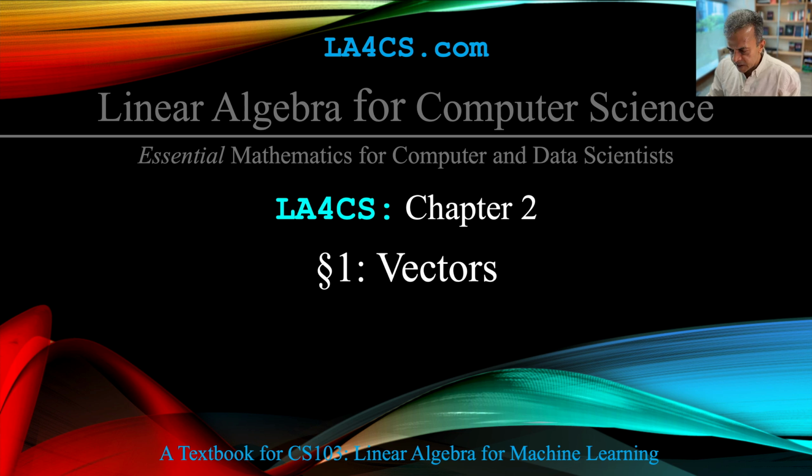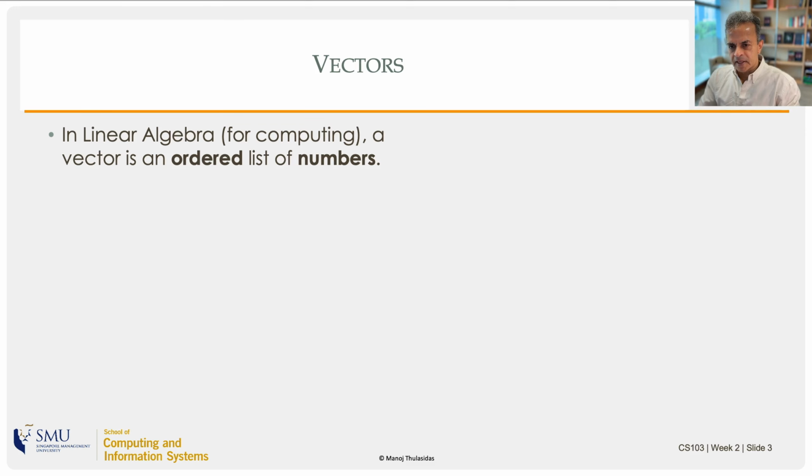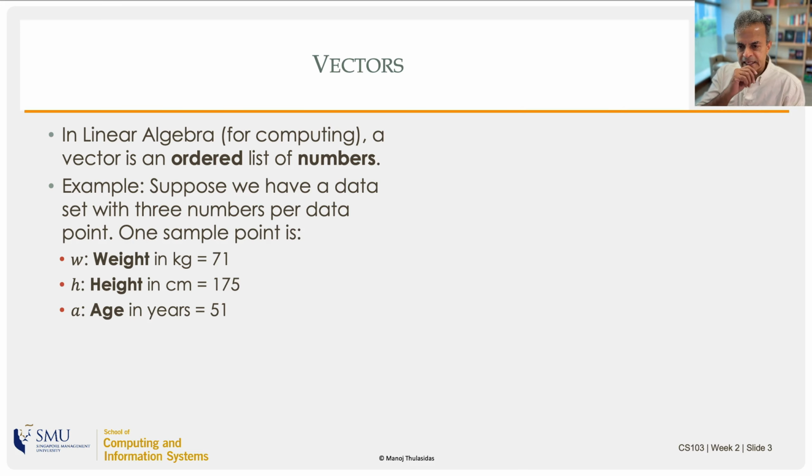First of all, vectors. For our purposes in linear algebra, vectors are basically an ordered list of numbers. The ordering is very important, as you shall see in a second. So let's start with an example. Suppose we have the data set of three numbers: weight, height, and age.